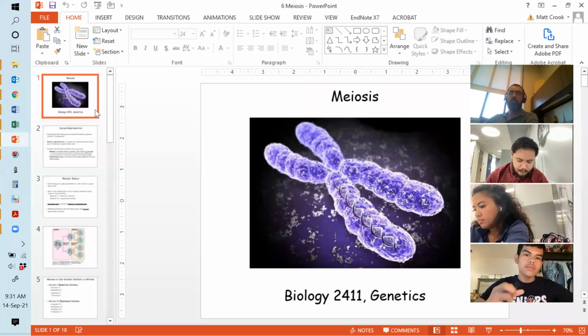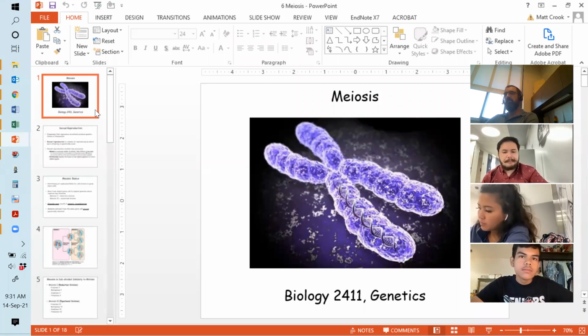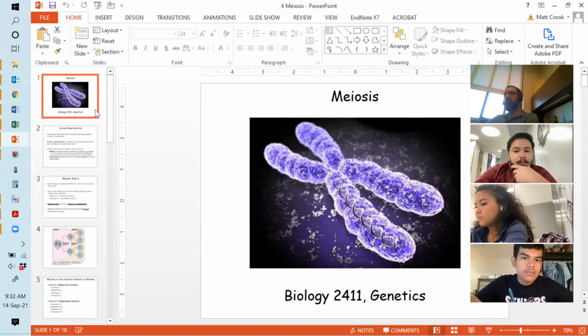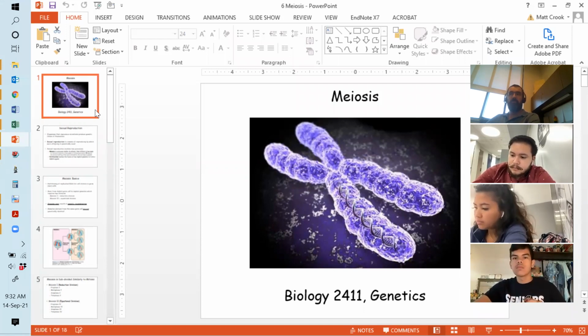Meiosis two, the second round of cell division, is kind of analogous to mitosis. So if you've got mitosis down, which hopefully you do by now, meiosis two is pretty straightforward. Meiosis one is not. Right, that's where all the crazy stuff happens.